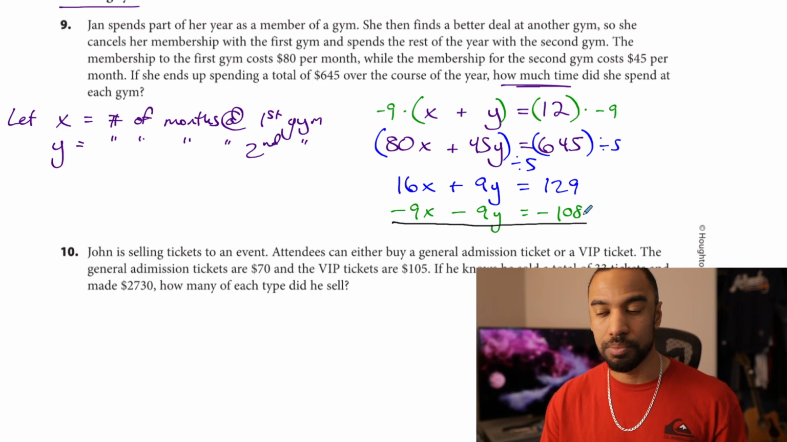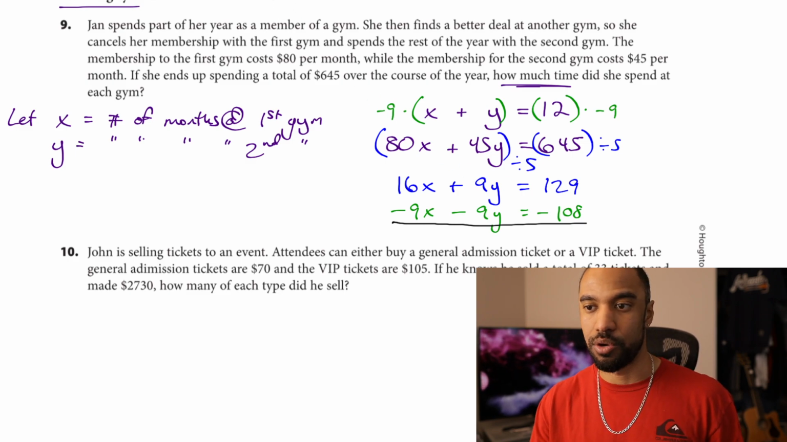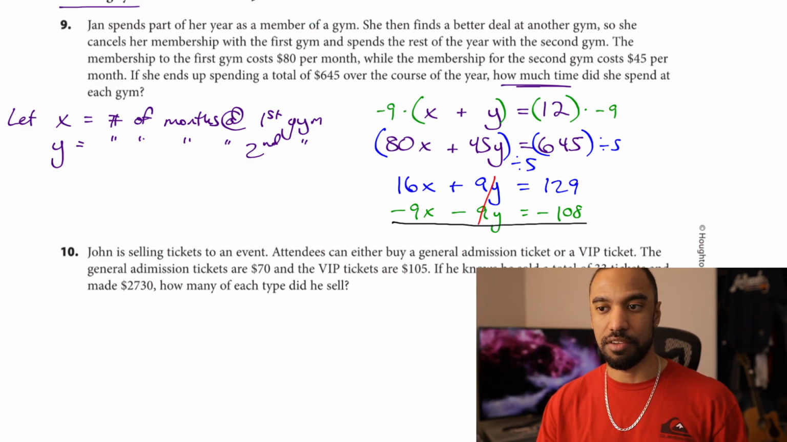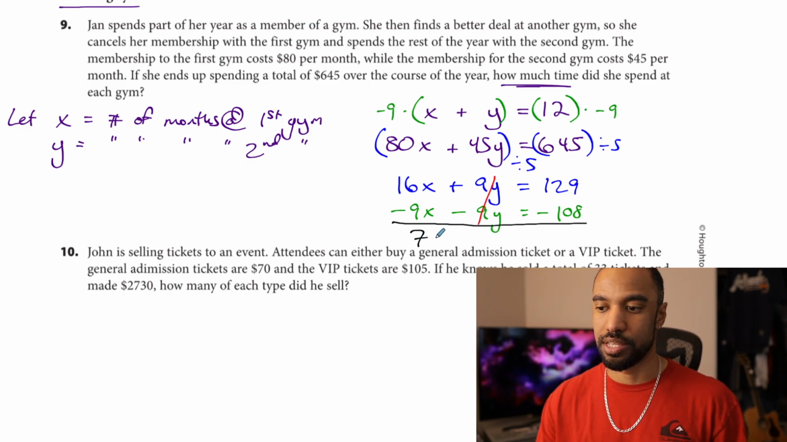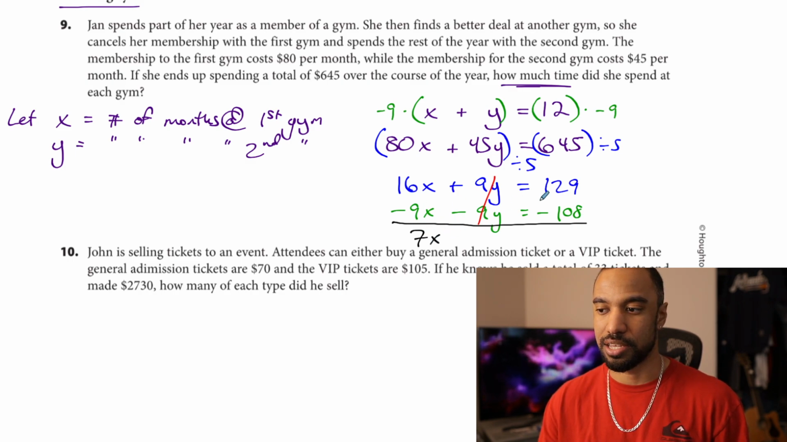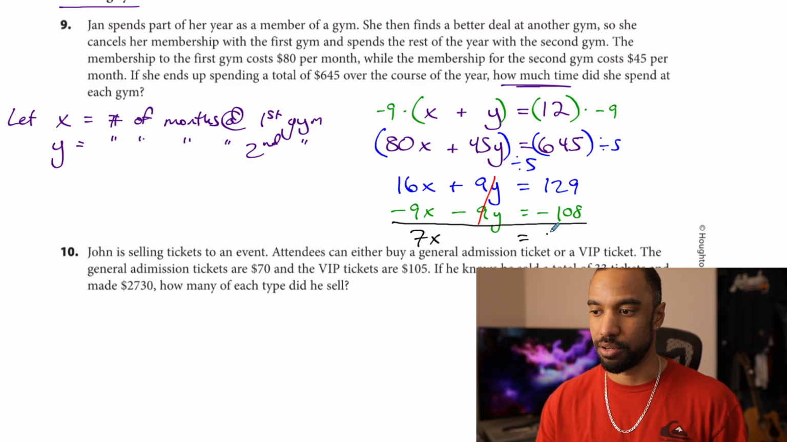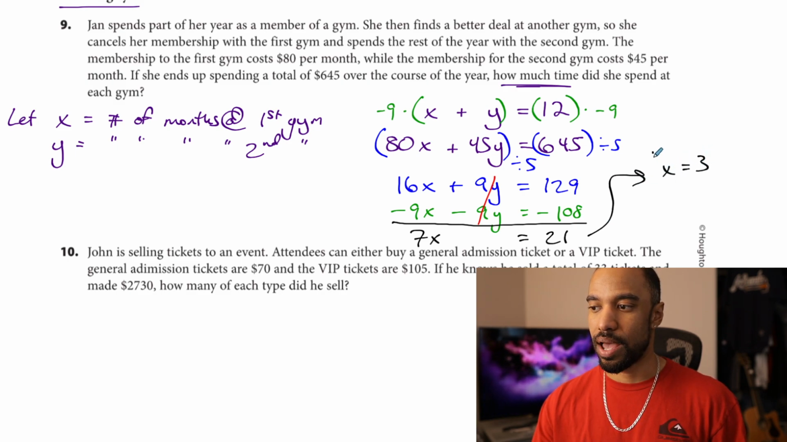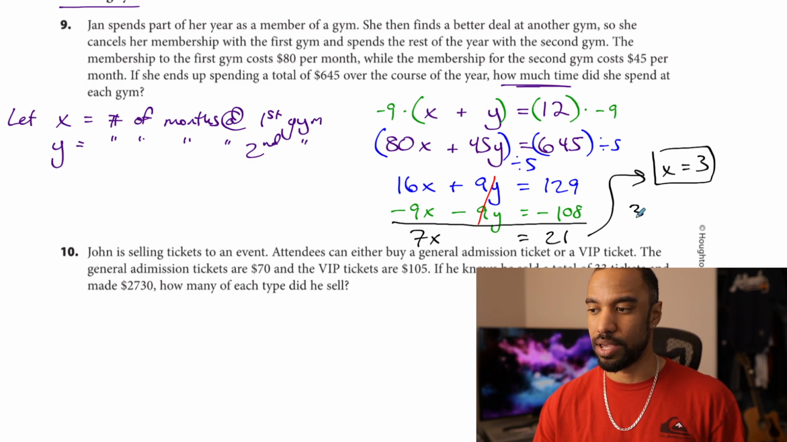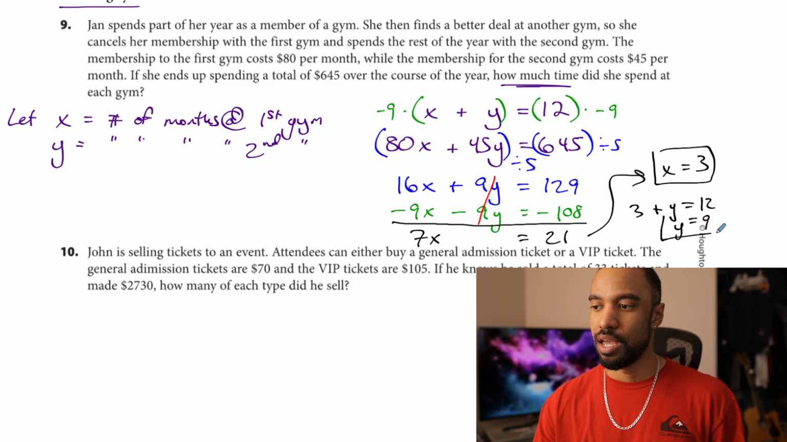Now, you can solve whichever way you want. My goal as a teacher, of course, is to give you all outlets possible so you can see what works best in your case. So 7x equals, I don't even know that, 21. And x equals 3. If I substitute it back in that top original equation, 3 plus y equals 12, so y equals 9.